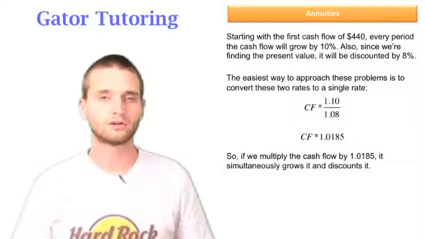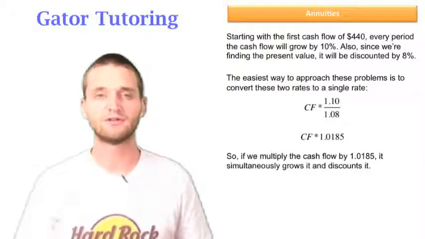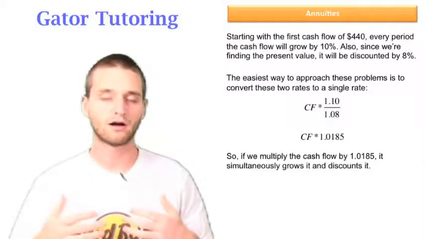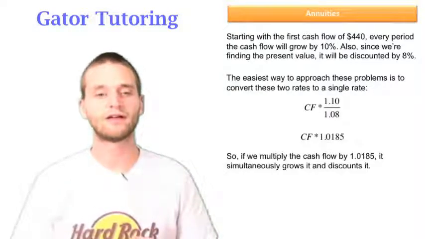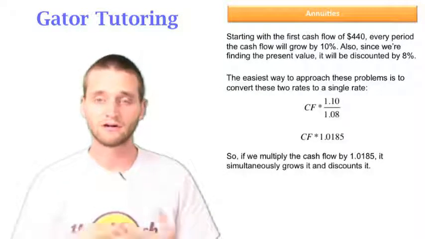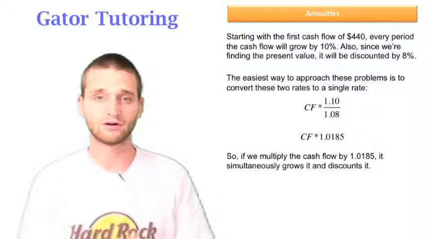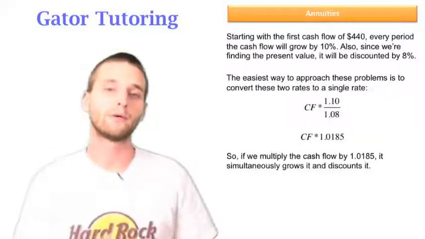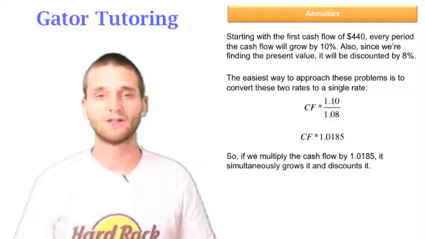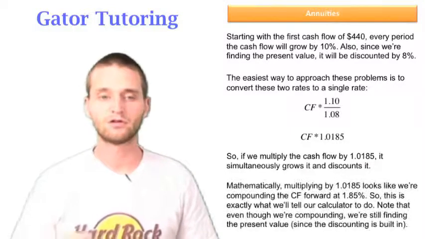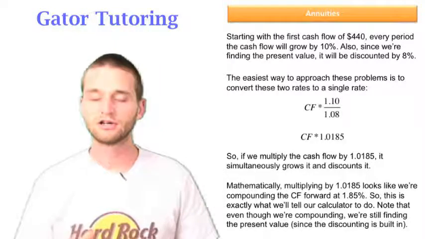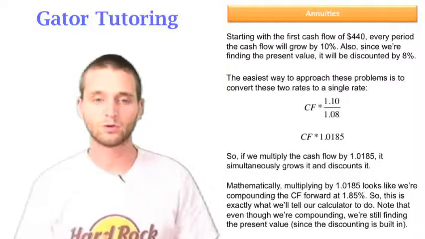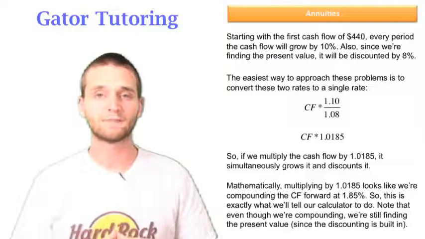This is the strategy we're going to use for finding the present value of this annuity. We can actually make our calculator work for this problem by tricking it into thinking it's finding the future value, by tricking it into thinking it's compounding these forward, when in reality it's growing them and discounting them back all at the same time. So mathematically, multiplying by the 1.0185 looks like we're compounding the cash flow forward at 1.85%. Well, why is that?